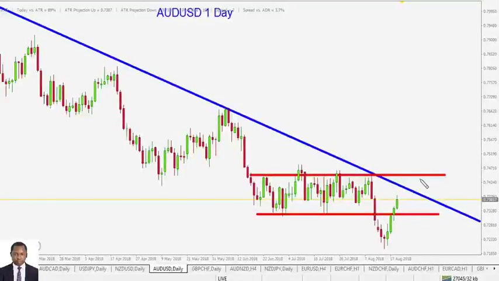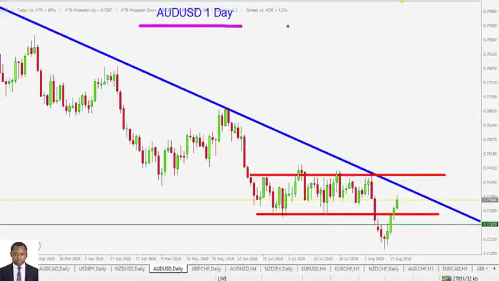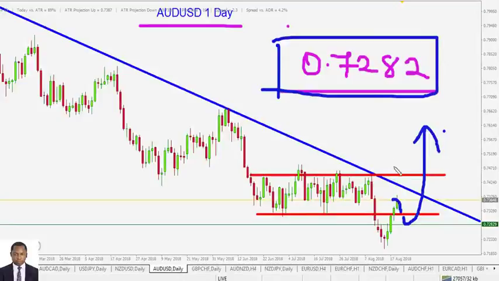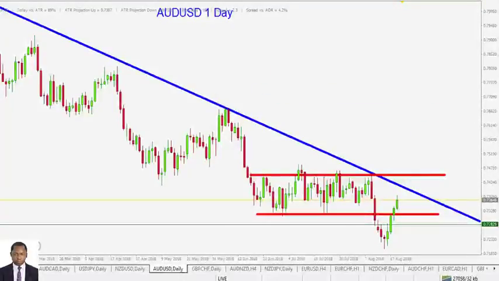Okay, but I expect price to make some pullbacks, maybe to somewhere here before we can see a bounce to the upside. If I am to trade this pair, the Australian dollar against the American dollar, I will be waiting around the 0.7282 area, somewhere around in here, for price to make some little pushes. Then from there on, bang to the upside. That is where I would likely be waiting if there were no news announcement coming ahead.